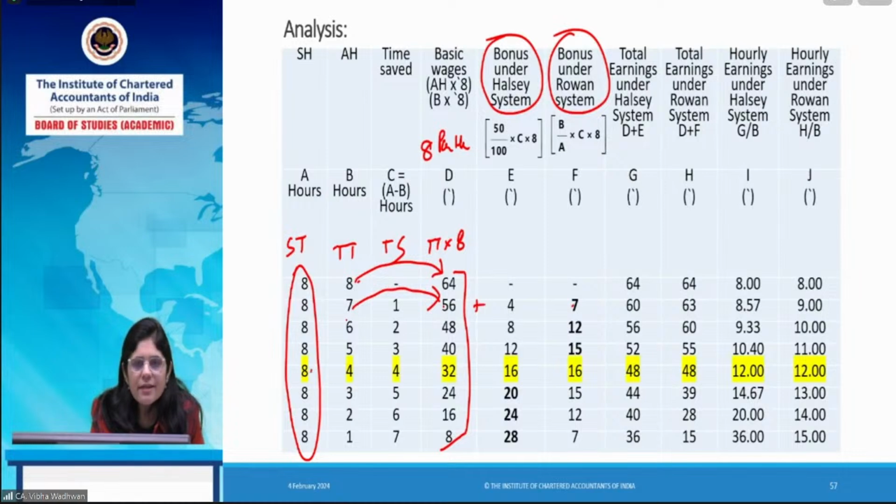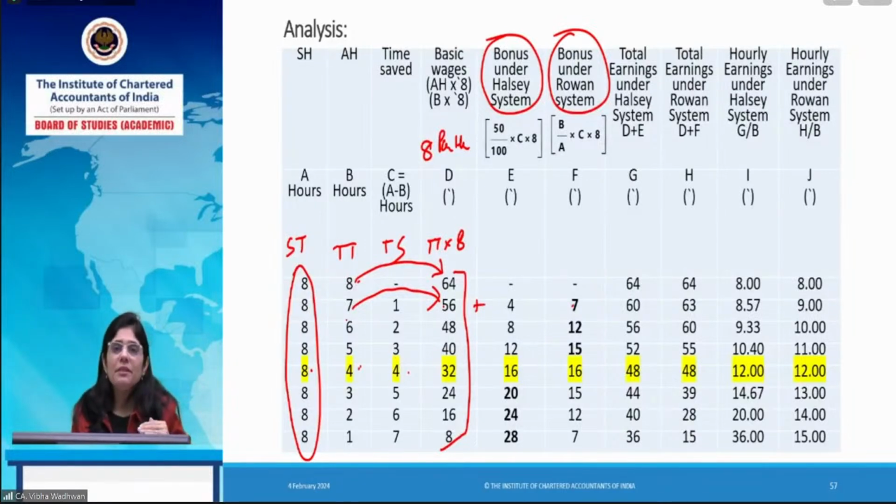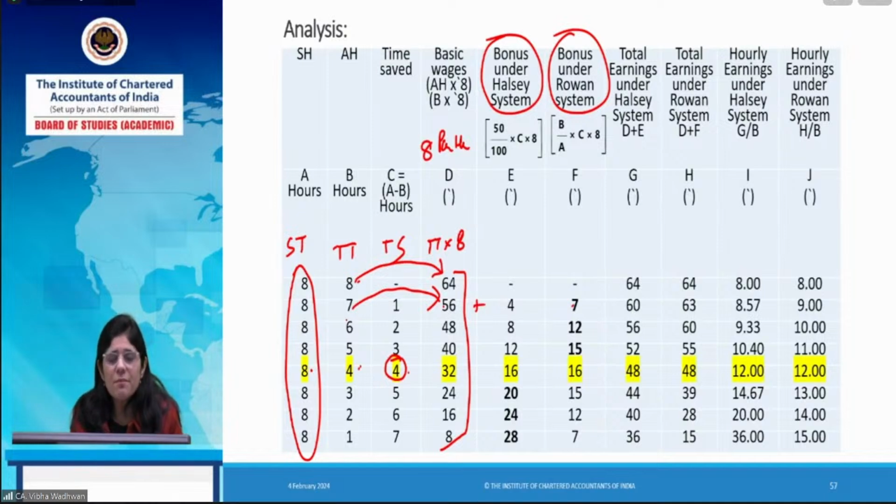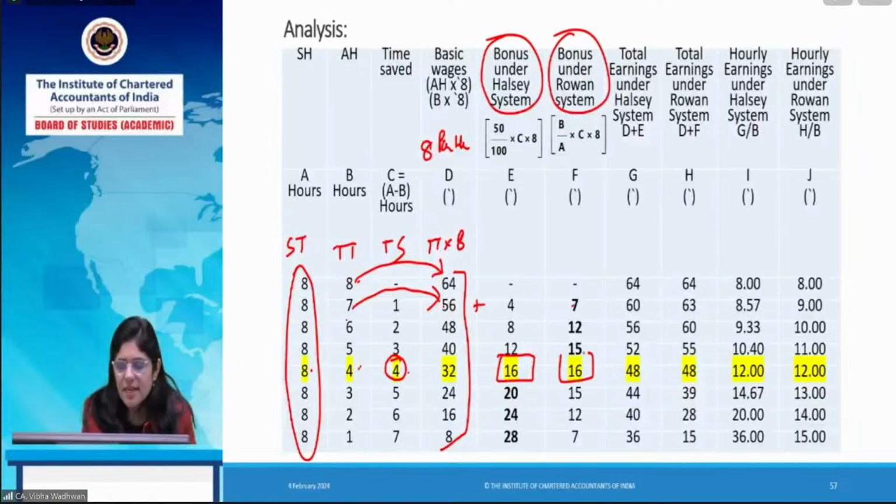8 hours was the standard time, 4 hours is the actual time taken, and time saved is 4. That means time saved is 50% of time allowed. When time saved is 50% of time allowed, the earnings under Rowan and Halsey are equal. I repeat, when the time saved is 50% of time allowed, 8 hours allowed and time saved 4, the earnings are equal.